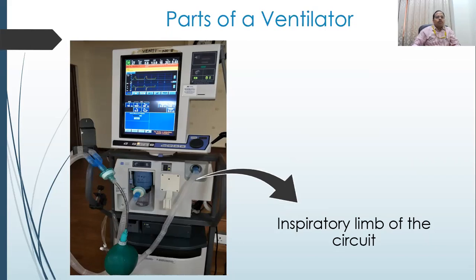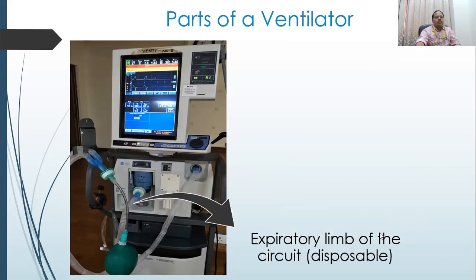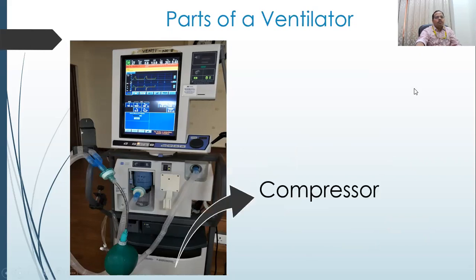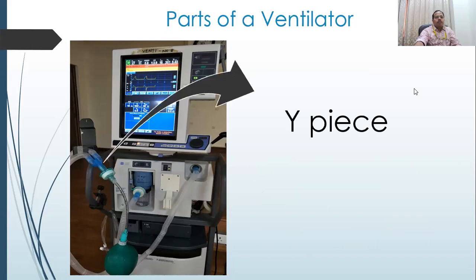Now I am showing you the inspiratory limb of the circuit. This is the expiratory limb of the circuit. I am showing you a battery which you can see underneath the two ports. You can see a battery lying there. This is the compressor. Not all ventilators will have compressors, some are turbine based, some are compressor based. But you have one, and this is usually at the base of the ventilator.